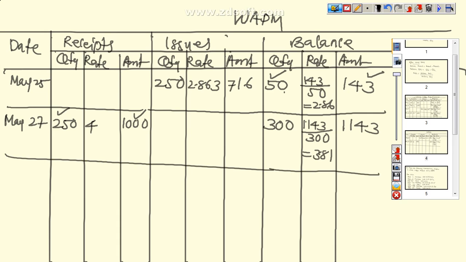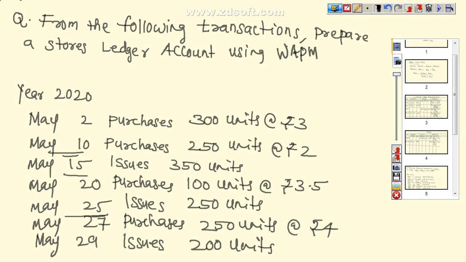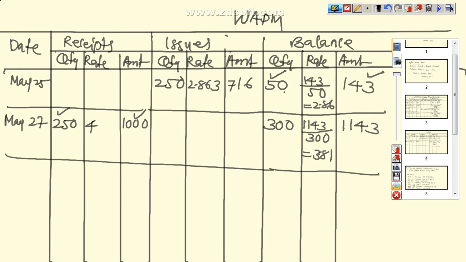Now next we have to issue the material, that is 200 units. So we write it here, May 29. How many units? 200 units. So in weighted average price method, there is no first price, there is no last price. We have to consider the rate which is immediately before the issue. So on this particular date we have to issue 200 units, immediately before the rate is 3.81. So amount is equal to 200 into 3.81, that is equal to 762.